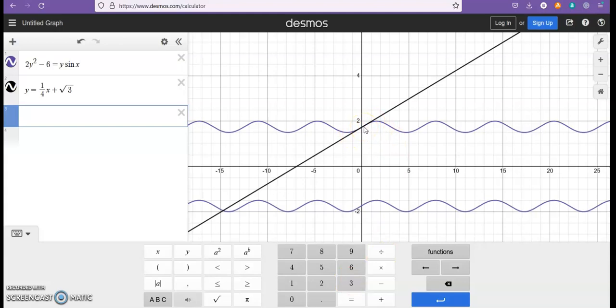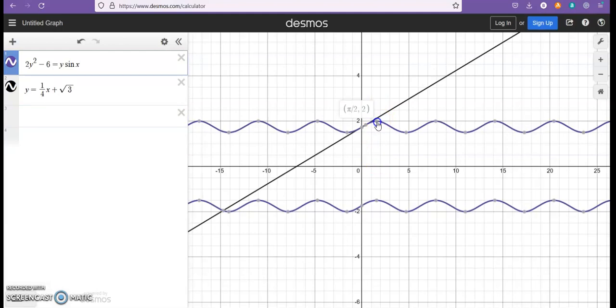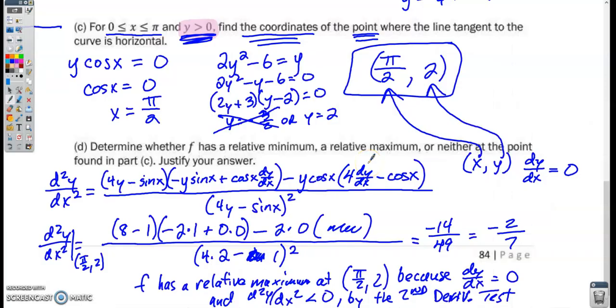And then later on we said, hey, where's the line tangent to the curve horizontal? That happened here at pi over 2 comma 2, which is this point right here. That's a place where we've got a horizontal tangent between 0 and pi. All right, and you can see that that is indeed a relative maximum, which verifies part D. So a whole lot of things to piece together here. Very cool kind of problem for us, and dealing with implicit relations is kind of a little bit more difficult. It's nice that we have the capabilities with Desmos to kind of back ourselves up graphically.